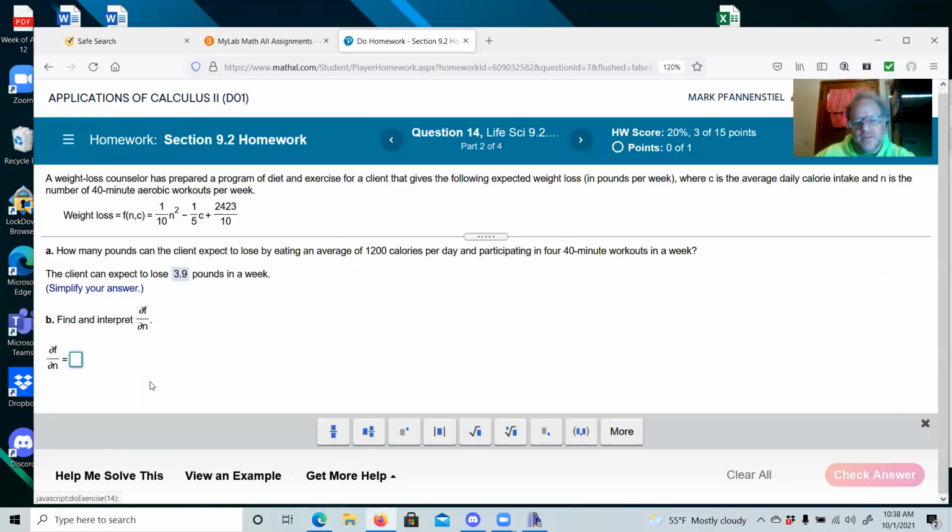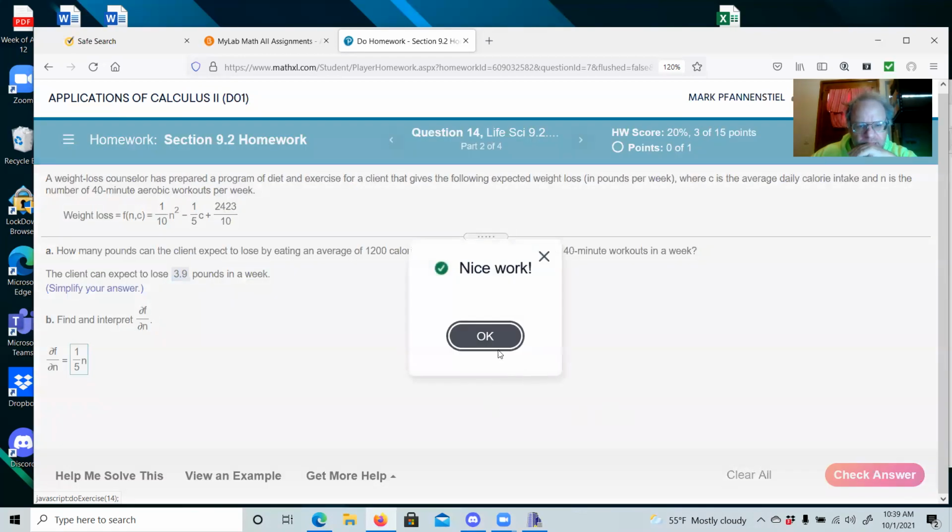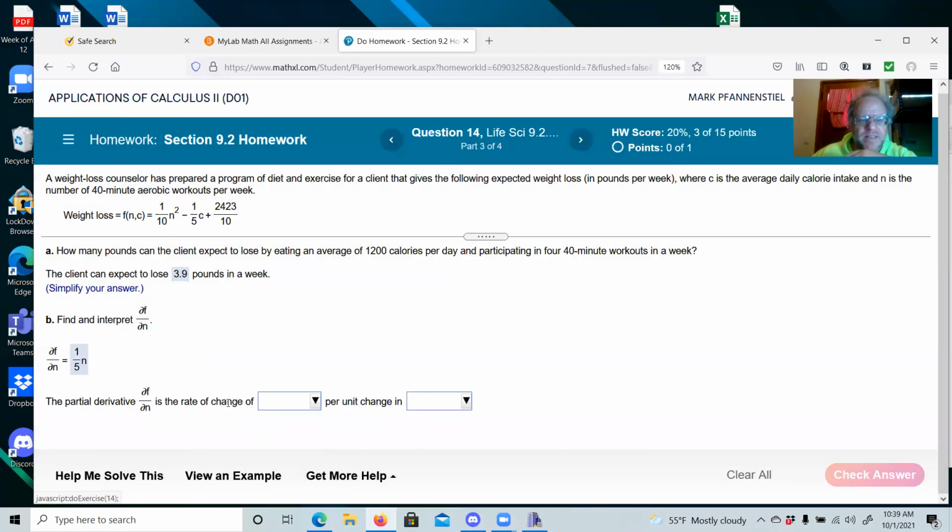Okay, so let's see. This was 1/5. That's 2/10, 1/5, or 0.2. And everything else we held constant. So our derivative made that happen. Now, the partial derivative is the rate of change of the workouts per unit change in, no, it's the change in weight per unit change in workouts. Because what we found was df by dn. So that is the change in weight loss per change in workout.